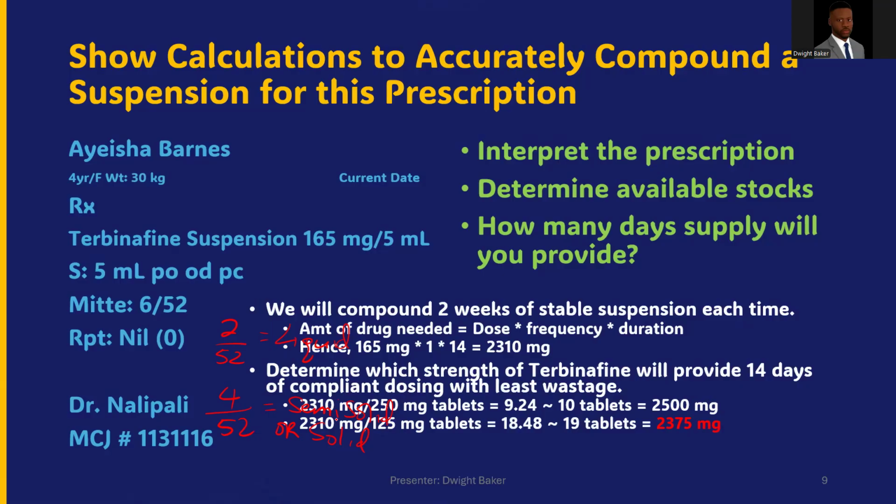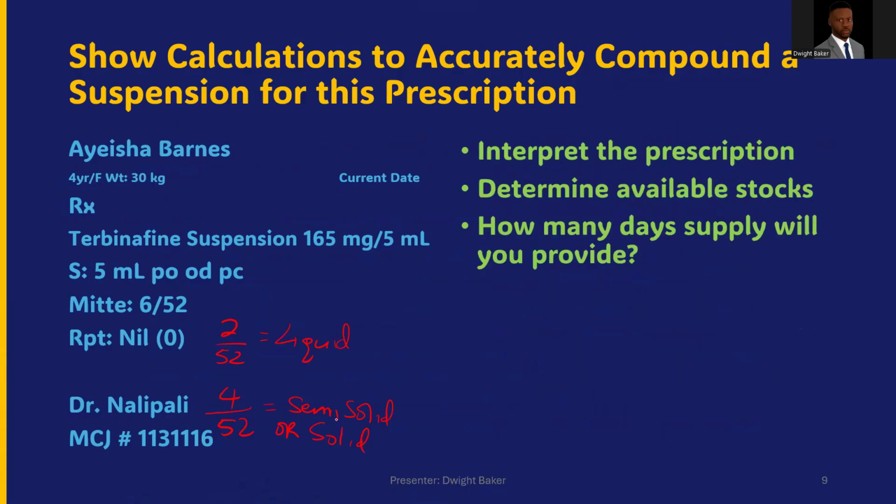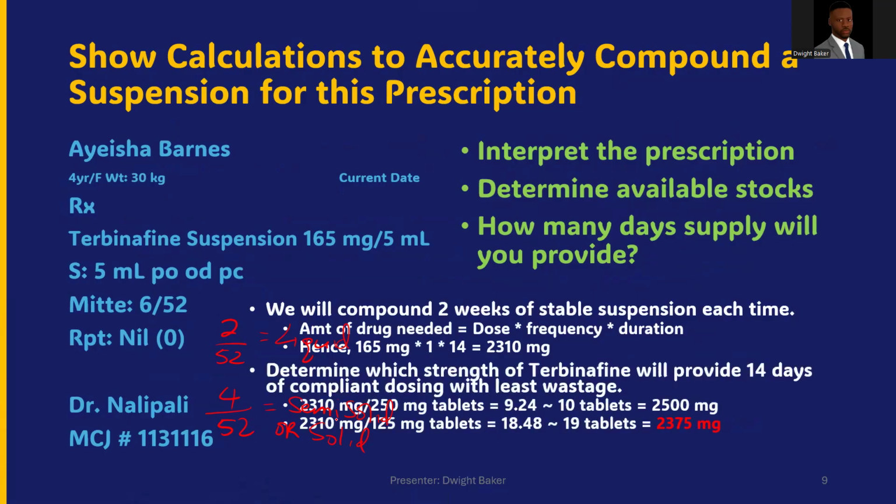Now, the next thing I'm going to do here is to determine which of the available stock I have. I don't have cost, so I'm not going to take that into consideration. I don't know the cost of the tablets here. It just tells me 125 and 250 milligrams. So I don't know whether the 125 is cheaper to use or the 250 is cheaper. But what I can do here is to prevent wastage. And so to prevent wastage, I'm going to divide through to find out which of these will give me the exact amount or closest to 2,310 milligrams of medication for 14 days of compliant therapy.